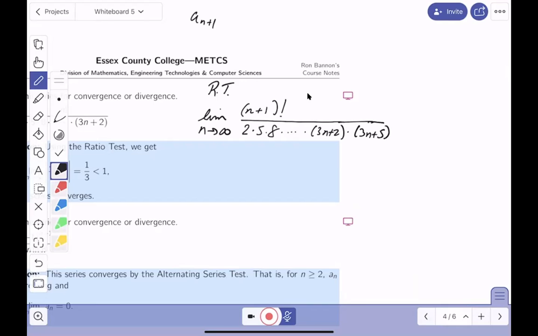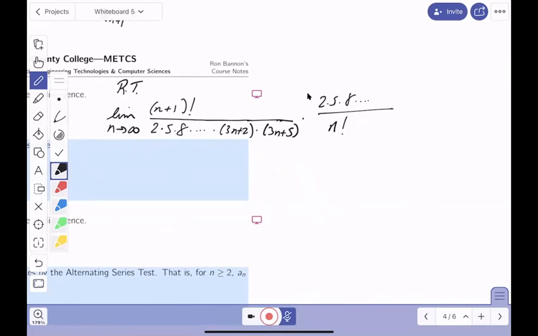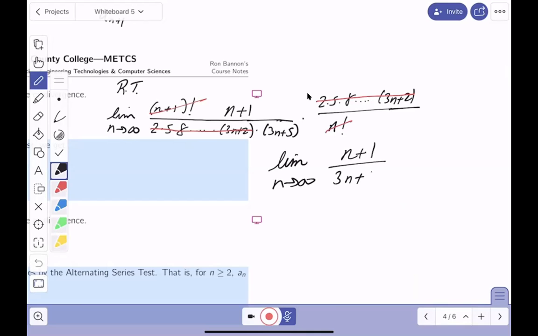Now I'm going to divide by a_n, and that's like multiplying by its reciprocal. Well, that's going to be n factorial. And then you'd have 2 times 5 times 8 times yada, yada, yada, 3n plus 2. Well, this works out pretty nicely. I'll tell you why. This nightmare disappears, and this nightmare almost disappears. It becomes n plus 1. So this limit turns out to be n plus 1 over 3n plus 5.